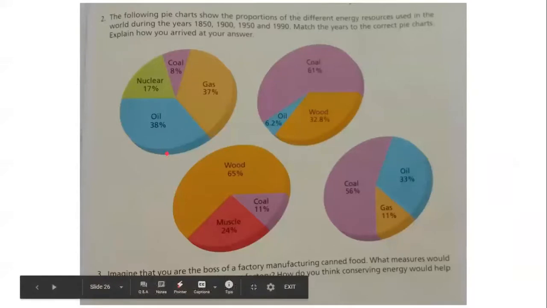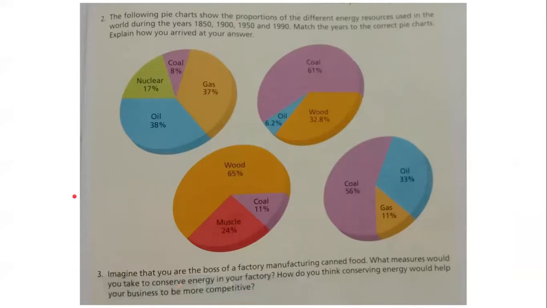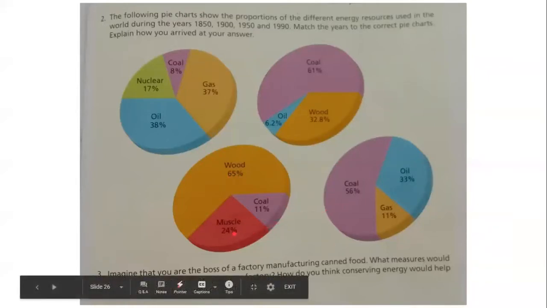And then the pie charts show the proportions of different energy resources used in the world during the years 1850, 1900, 1950, and 1990. So I have to relate each pie chart to its respective year. For example, when wood was most used, then probably it is from somewhere around 1850, because at that time we had less development. So maybe this is from that time, right? And then mostly manpower was used.